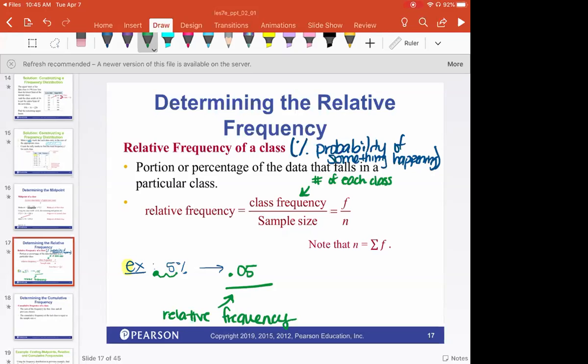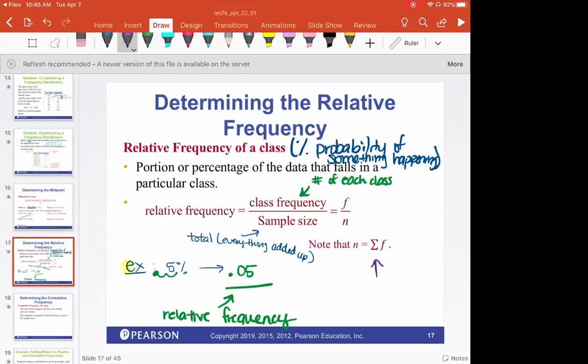and then divided by your sample size. Your sample size is your total. It's the sum of everything together. That's your sample size. Now, don't be scared. You can listen to this a lot.